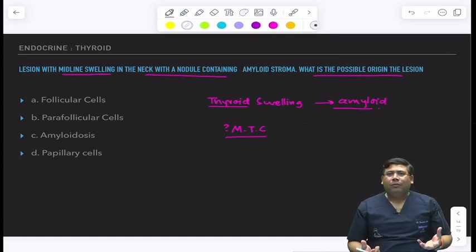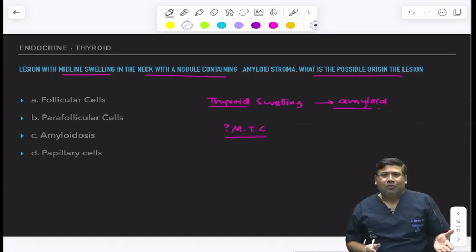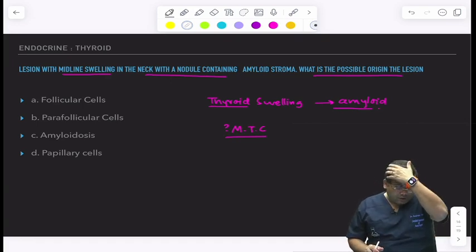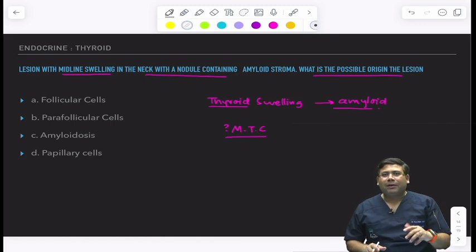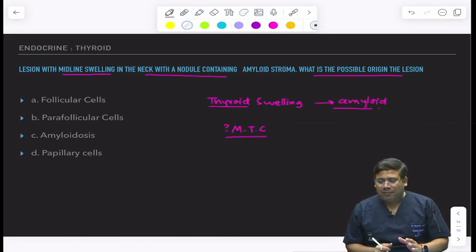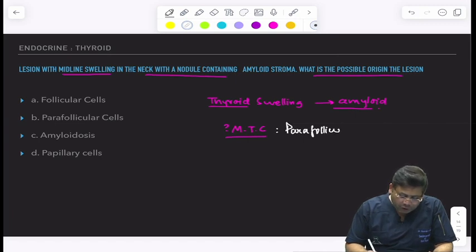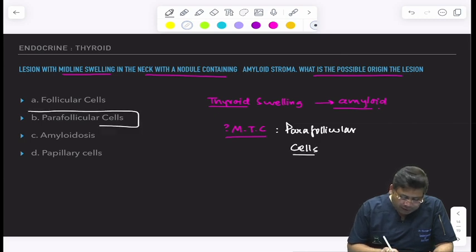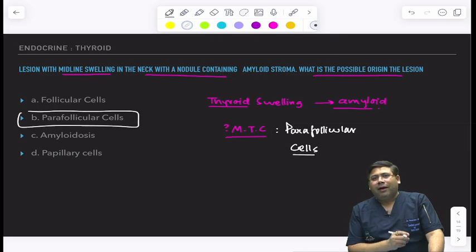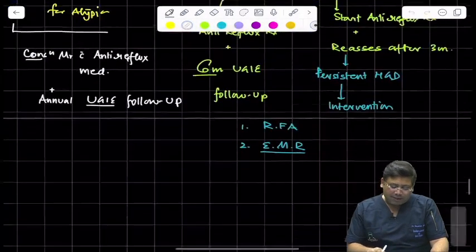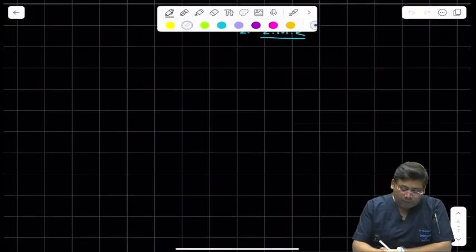Again you see the mood. Recently there was a question in INI-CET also, there was a question last year. MTC पे question आया, इस बार उसी question से थोड़ा बहुत पलट के they have asked. So these are the tumors of what? These are the tumors of parafollicular cells. Let us quickly understand this. And if a question comes again on MTC, so let us have 2-3 important concepts about that also.